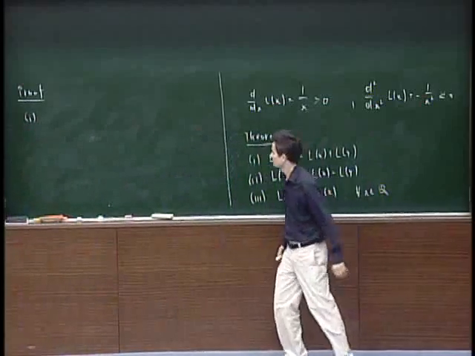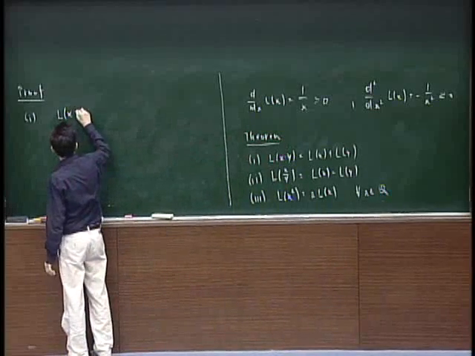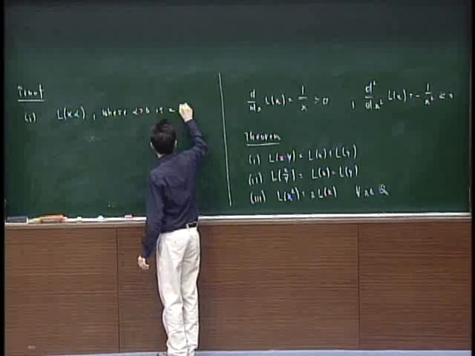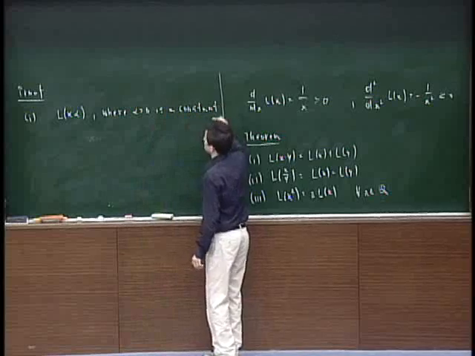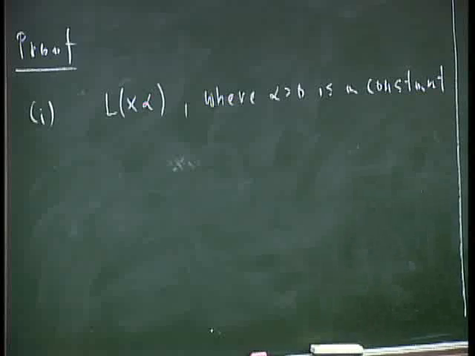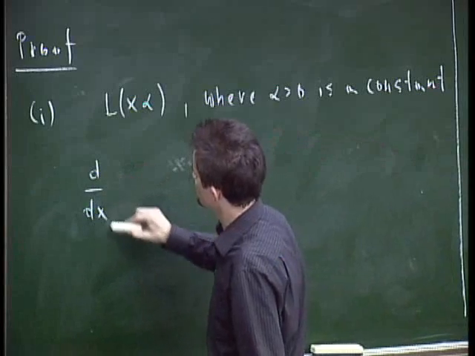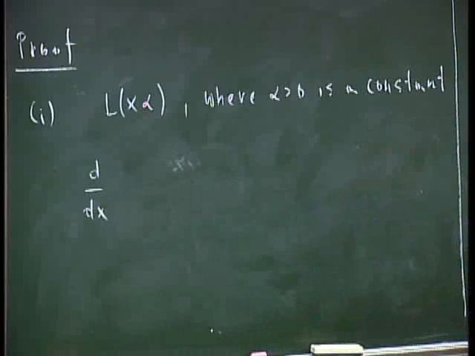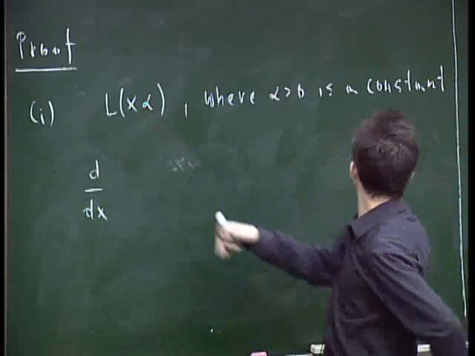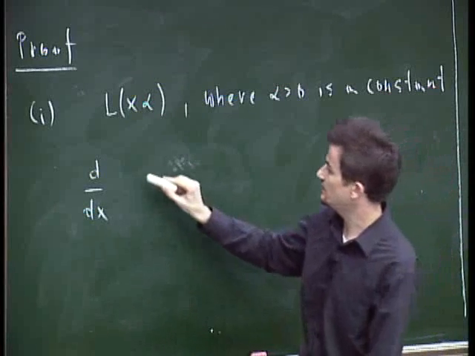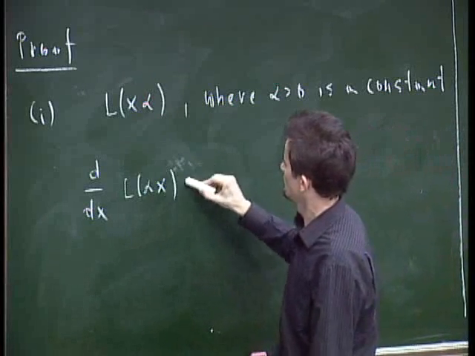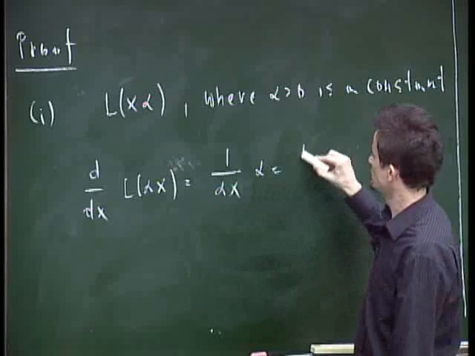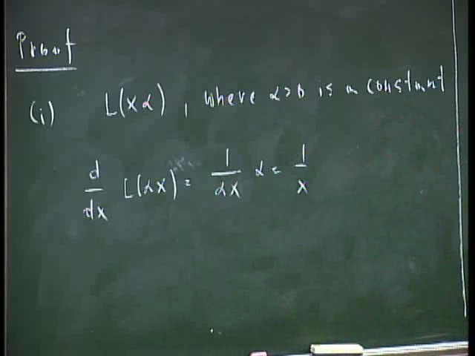Okay, so let's look at this function here. L of alpha x, where alpha is a constant. So what do we know about this function? If we compute the derivative, if alpha is a constant here, we compute the derivative by the chain rule. The derivative of the outer function is L, but this derivative we know is 1 over x, evaluated at the inner function. So 1 over alpha x times the derivative of the inner function, which is alpha, equal to 1 over x.